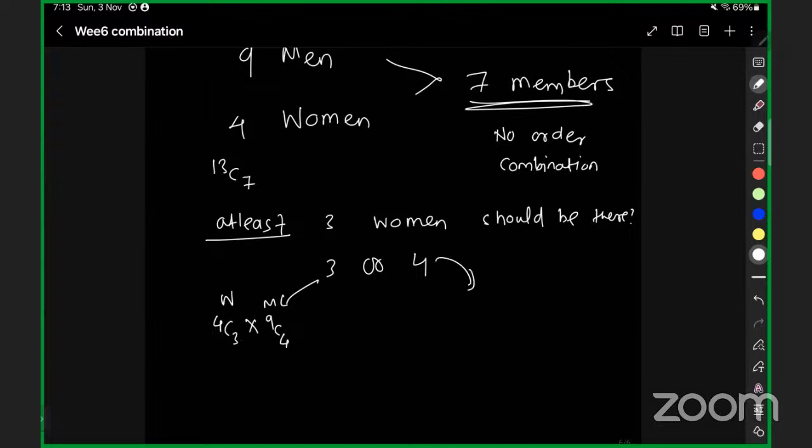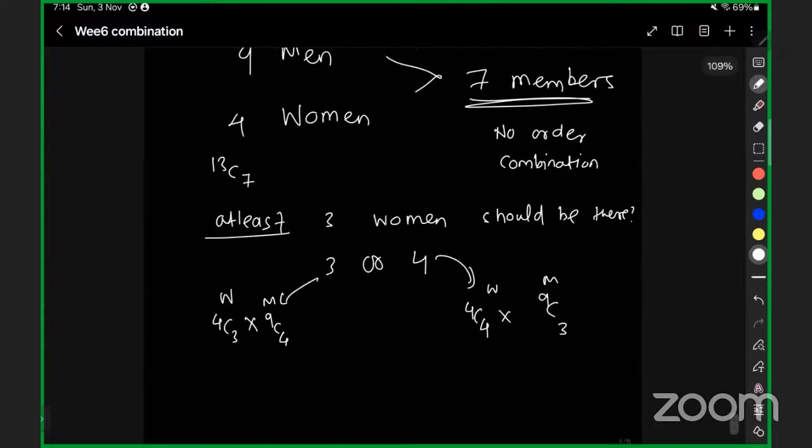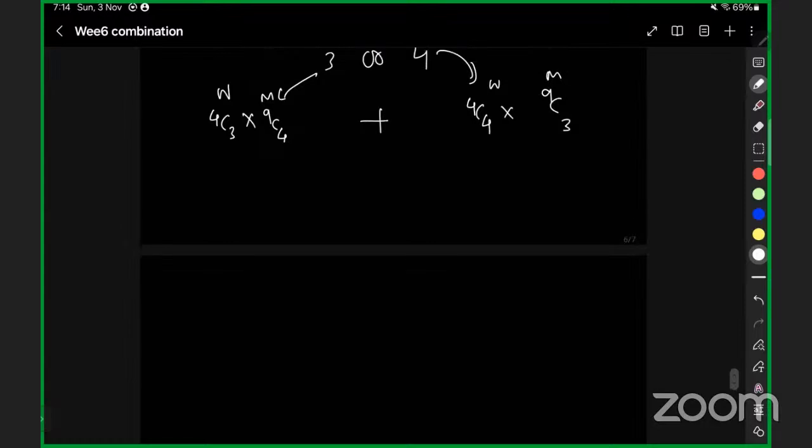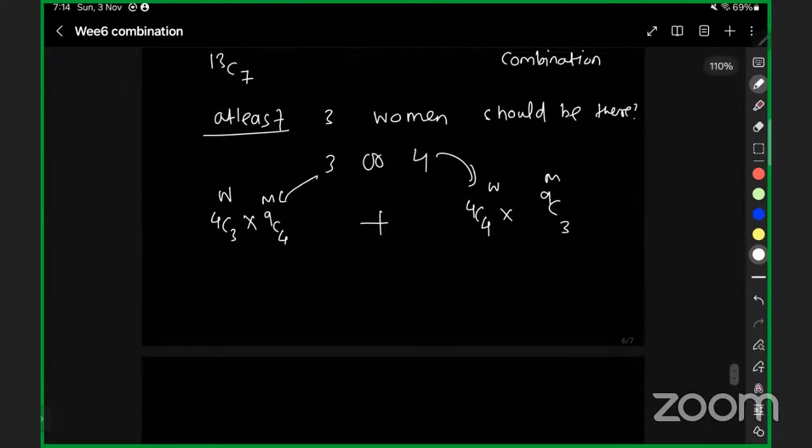Or you can go with another way: you choose all the women, 4 out of 4, and then 3 positions are left now, and you have to choose from 9 men, right? So this way also you can do it, and you have to add them up because we are using or, like, either 3 women or 4 women, correct?